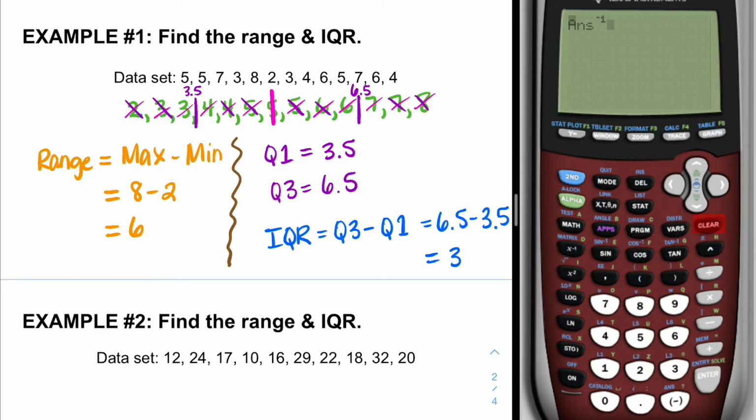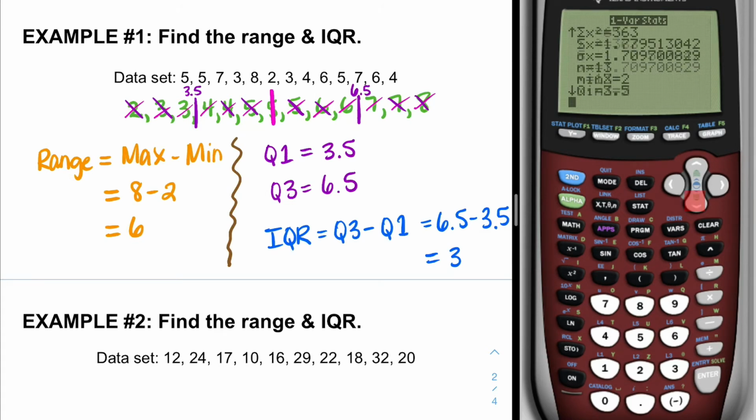If we want to use the calculator to figure this information out, we're going to type all the numbers into L1. You do not have to type them in order. When you're doing it by hand, you have to do it in order. Okay, and then I'm going to press stat, go over to calculate, and then I'm going to go to number 1.